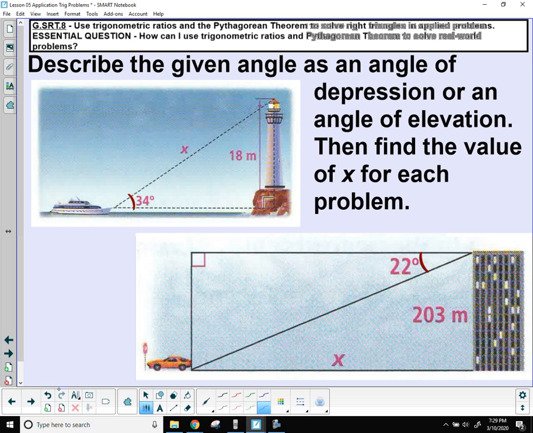Really quickly, the fact this boat is looking up at the lighthouse, that's angle of elevation. The fact that if there was a dude up here, he's looking down at the car, that's angle of depression.